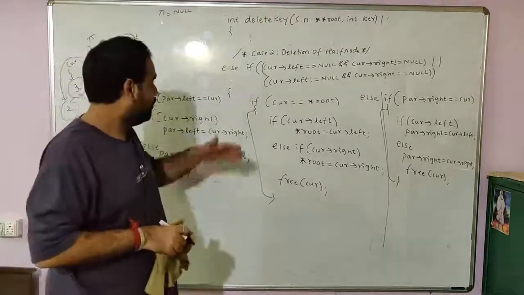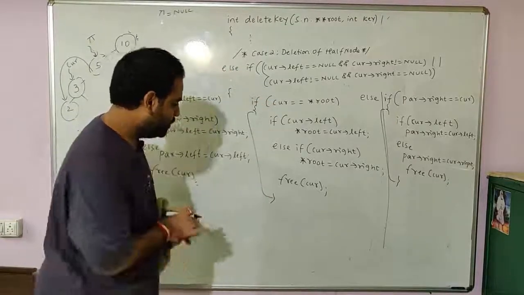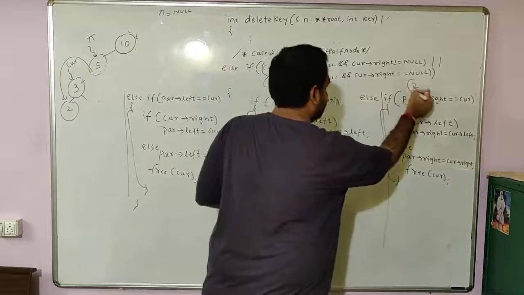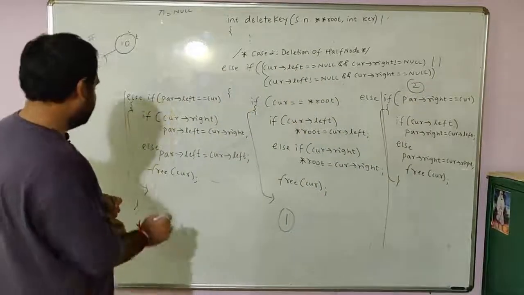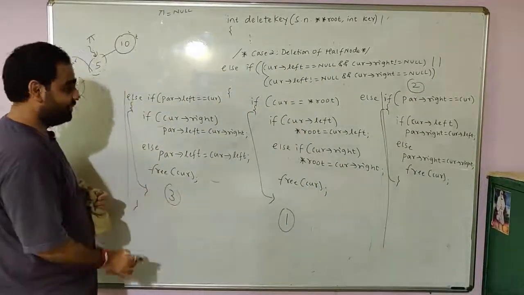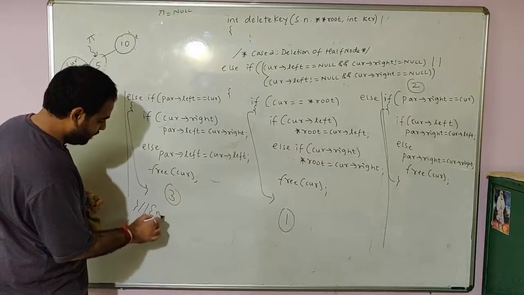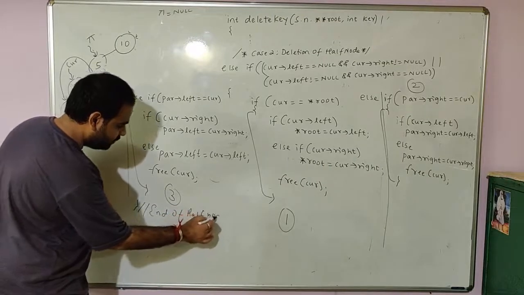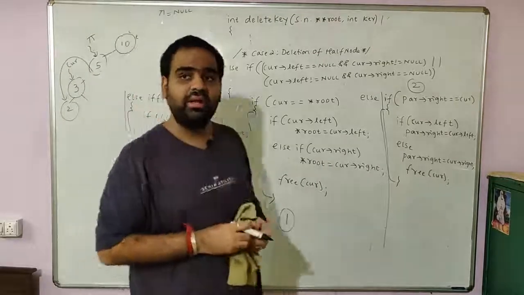Now the code goes this way. If it is root, this is the first part of the code. Now this is the second else if: else if parent->right equal current, and this is the third else if: parent->left equal current, and this is the end of half node. This is how we delete the half node.